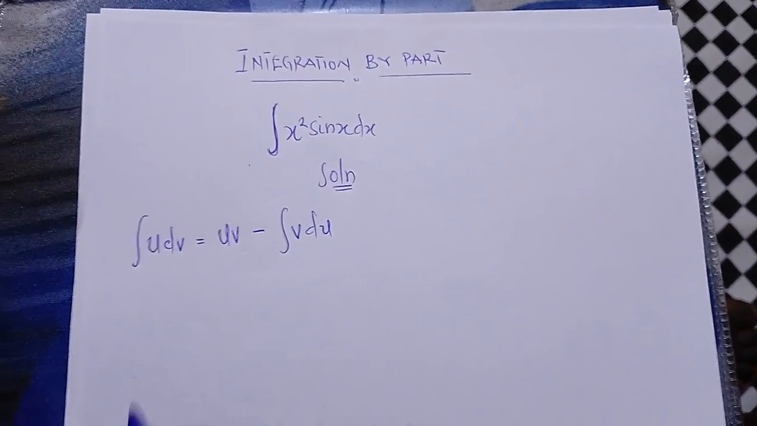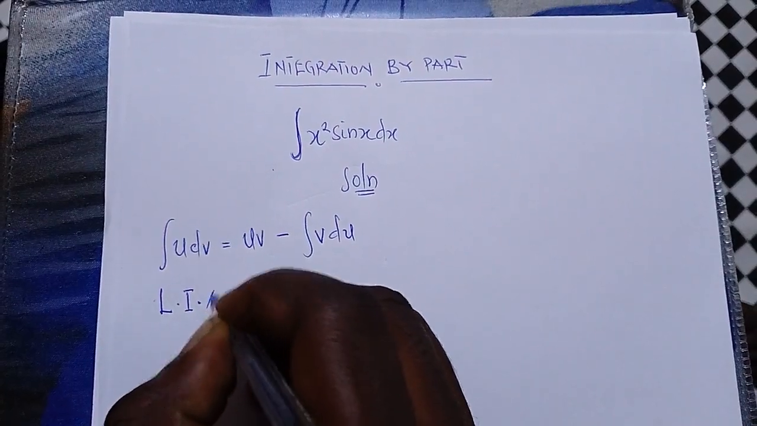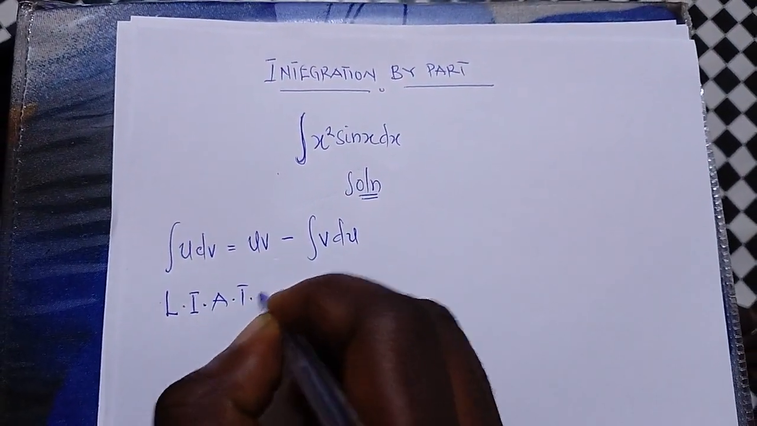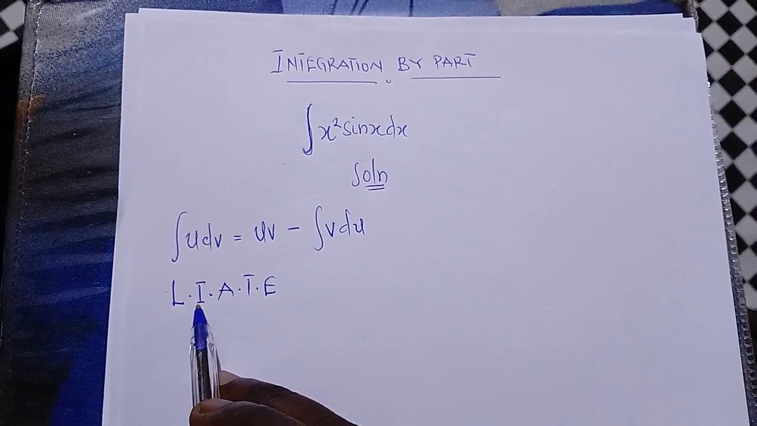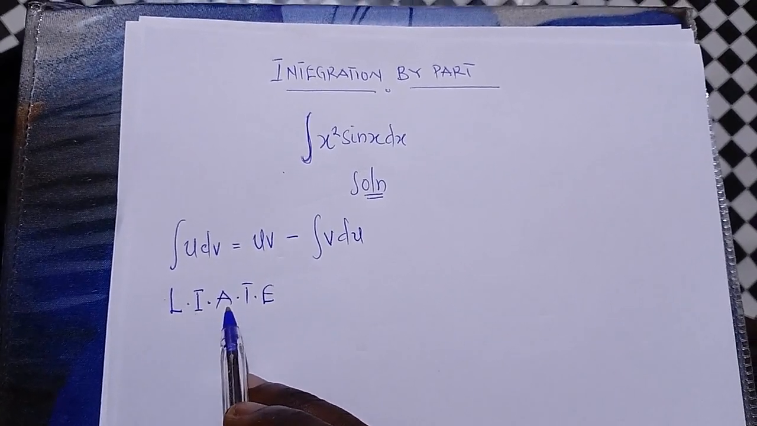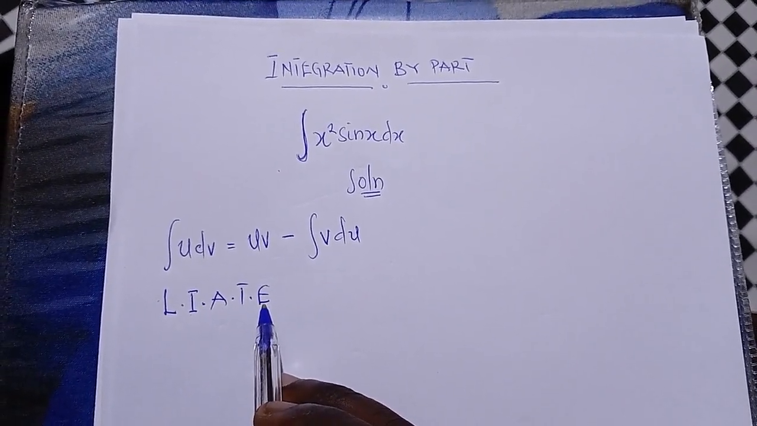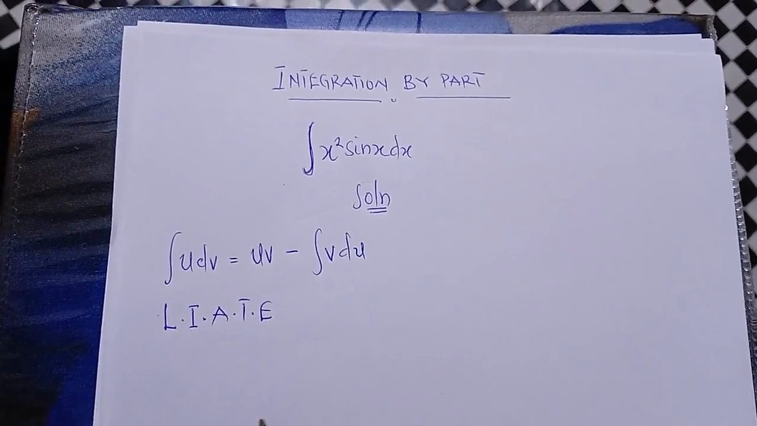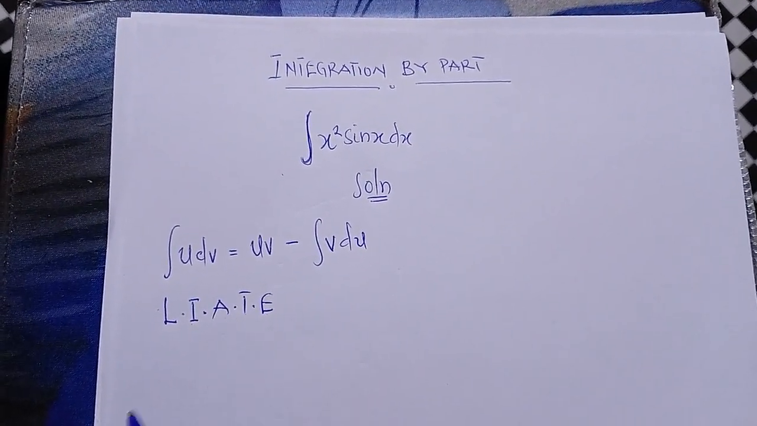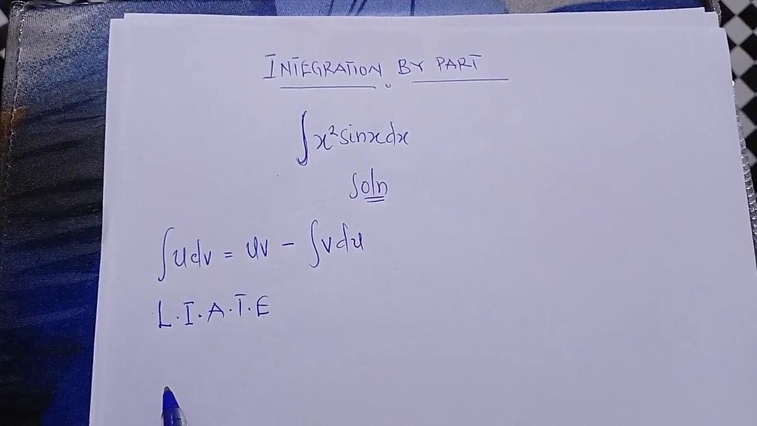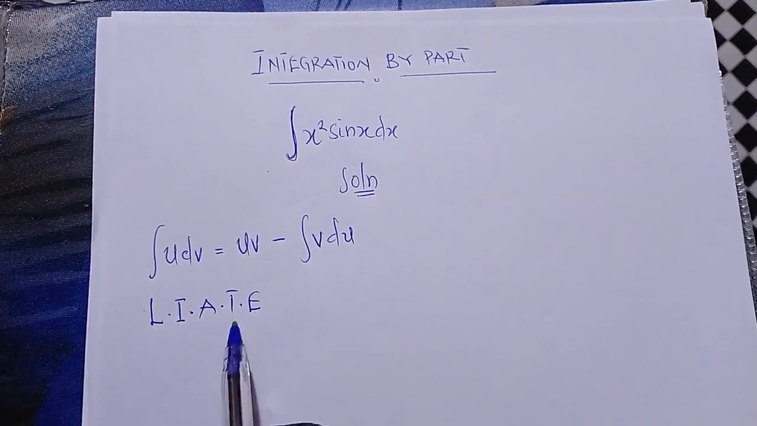Now we have something called LIATE. This one means logarithm, this one means inverse trig, this one means algebra, and then this one means trig, and then this one means exponential. We use LIATE to determine our u. So when we are preparing to determine your u, we use this, which we call LIATE.